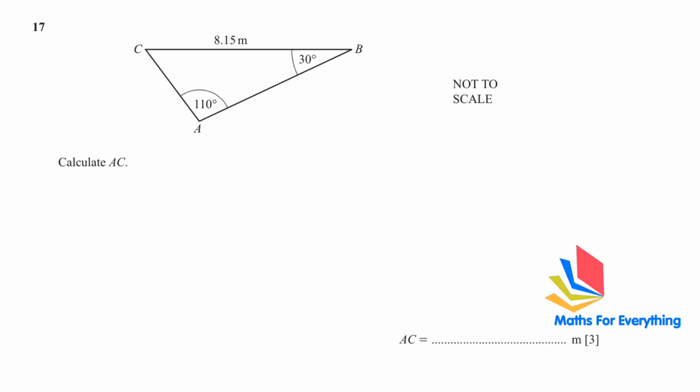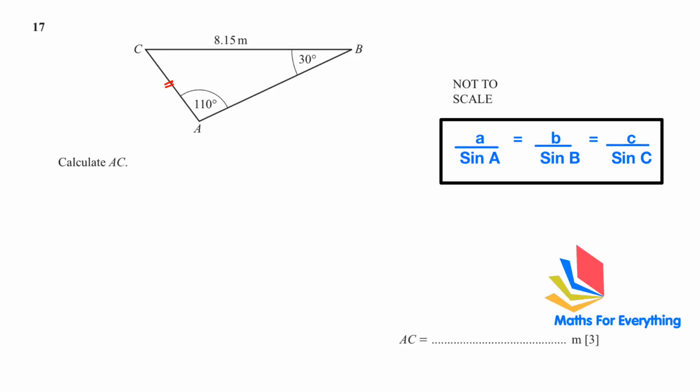Question number 17. We have been given a triangle, two angles have been given to us, one side has been given to us, and we need to find side AC. Whenever you have a question like that, it deals with trigonometry and you need to know your sine rule. If you want to find the side, we use this: A over sine A is equal to B over sine B is equal to C over sine C. A and sine A, it's the side opposite the angle.